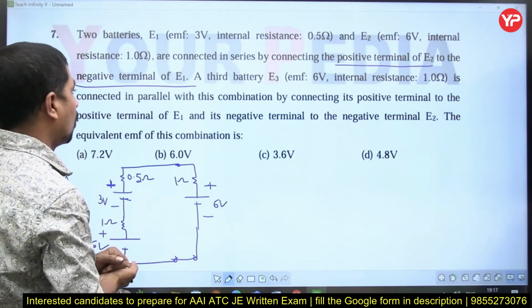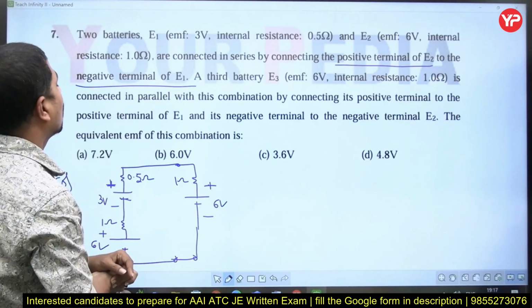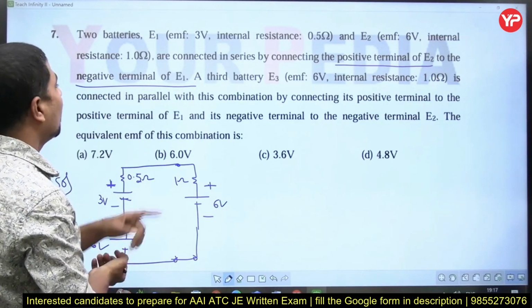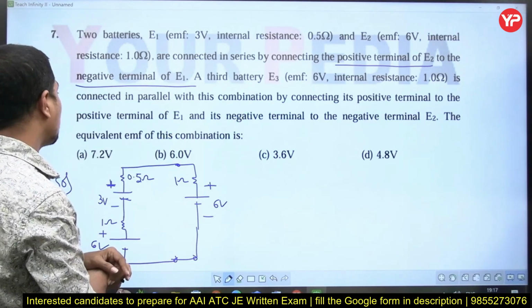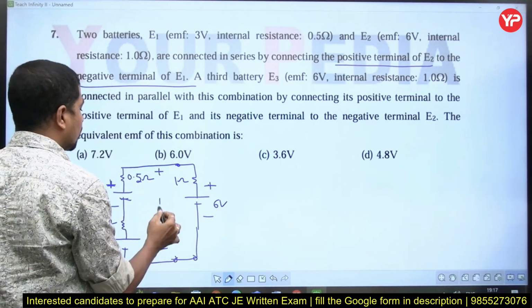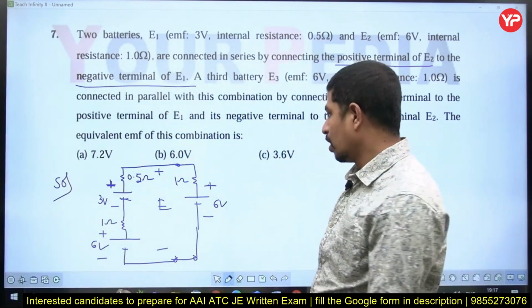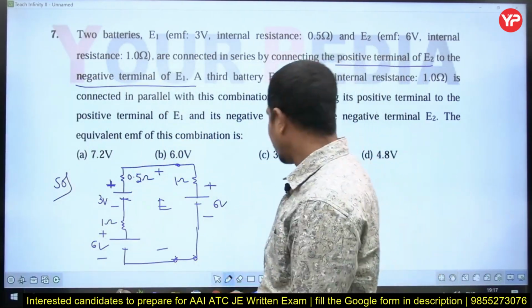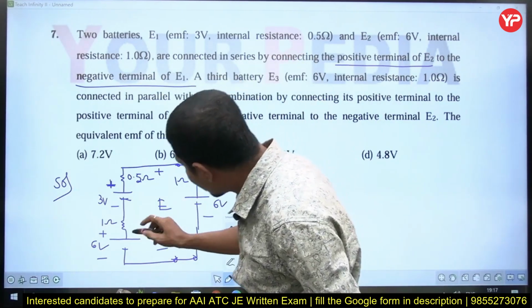He is saying that the positive terminal is connected to the positive terminal of E1 and its negative terminal to the negative terminal of E2. The equivalent EMF of this combination is asked: what is this voltage E? Just simply write a KVL. Find the current first. Write KVL and find current. I am assuming current this way.